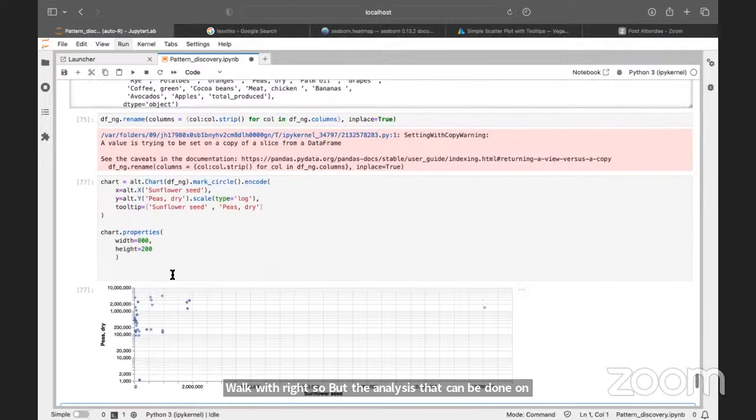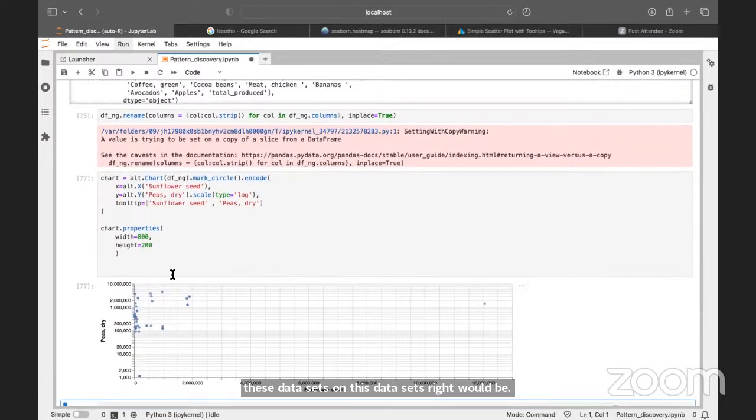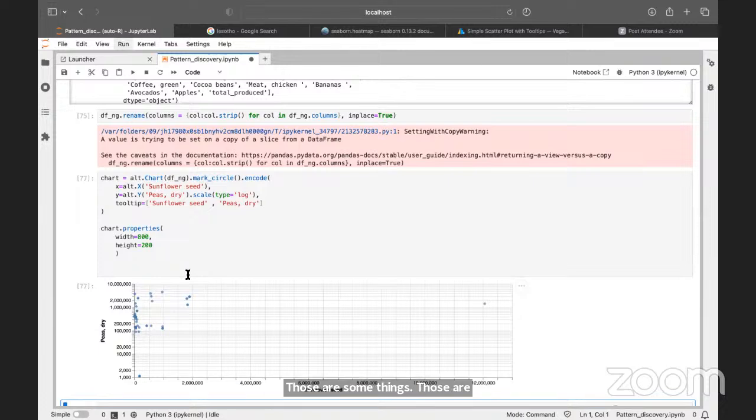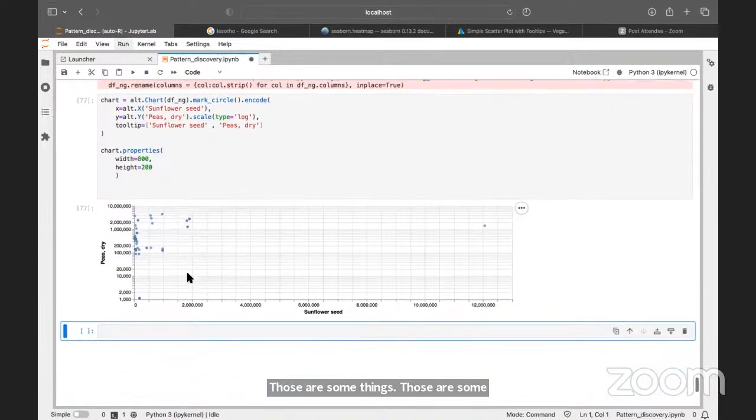So further analysis that can be done on these data sets would be to get perhaps the GDP of several countries, the GDP of several of the countries that are listed here, and try to understand if there's any form of correlation between the production across the various years and the GDP of the nations across the various years as well. Those are some things that you can do with these data sets, right?